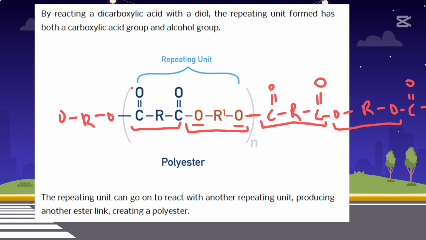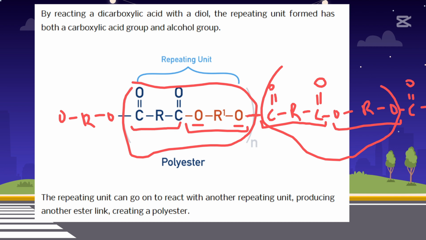Note that this right here is one monomer unit. This right here is another monomer unit. Note that the monomer for polyesters contains both the carboxylic and the alcohol functional group. So that's a good way for you to look out for it. It doesn't contain only the carboxylic acid or only the alcohol. It has to contain both. That's what makes up the monomer.